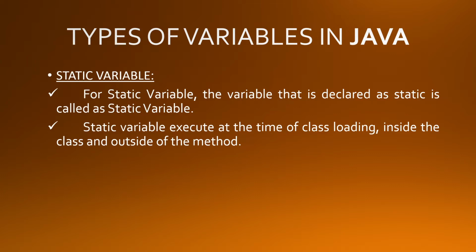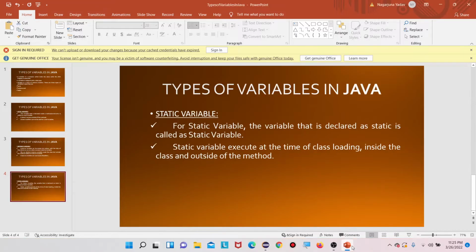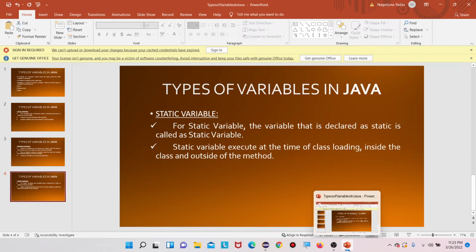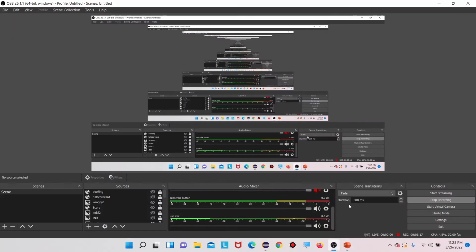For each and every variable I will show you an example. Let me quickly go to my Eclipse. There I will show you what a local variable is, how we can initialize an instance variable, and also how we can initialize a static variable. Let me go back to our Eclipse.